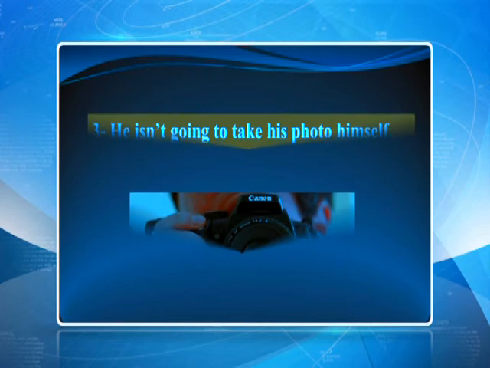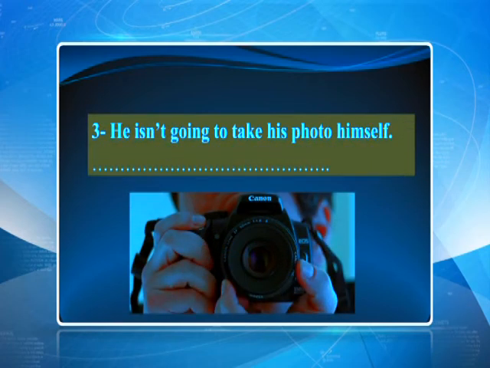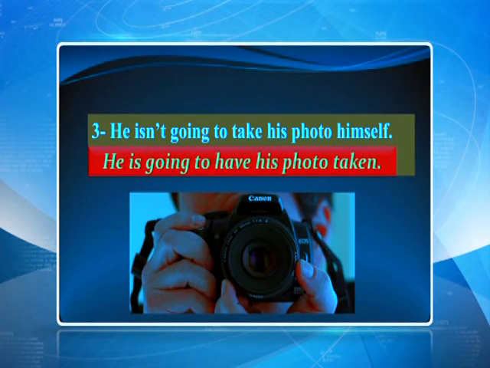Another example. He isn't going to take his photo himself. As you see, someone is going to take a photo for the subject. Now, the tense is, we have isn't going to. This is future. If you remember, how do we do it? How do we answer it? Yes, that's good. See? He is going to have his photo taken.